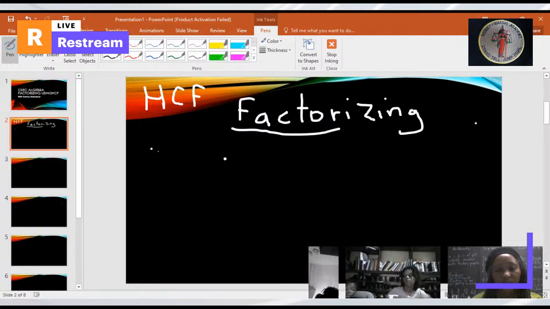So let's start with some really simple stuff. For example, let's say we have 6x plus 4y. Let's say we have negative 5w and y. And we have 20xp plus 35x.